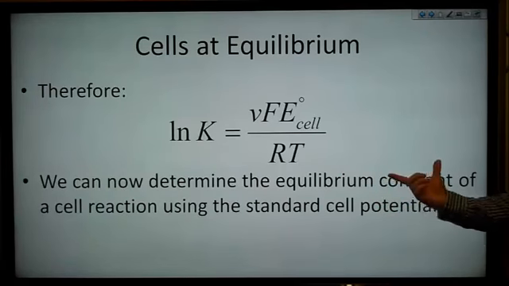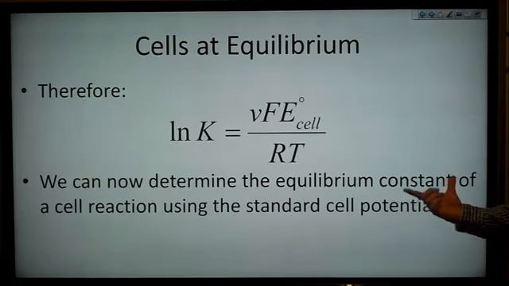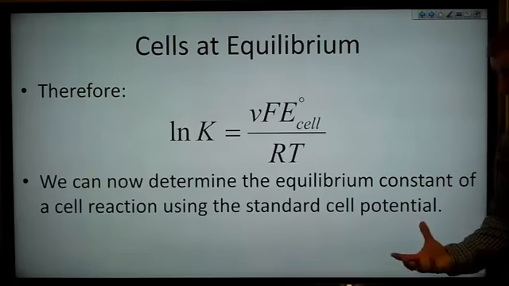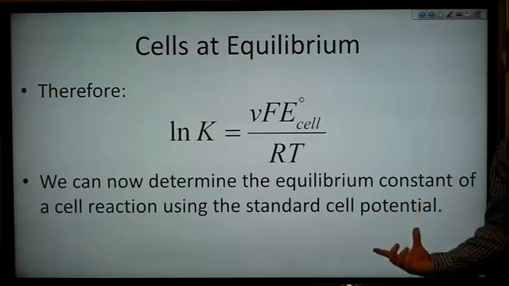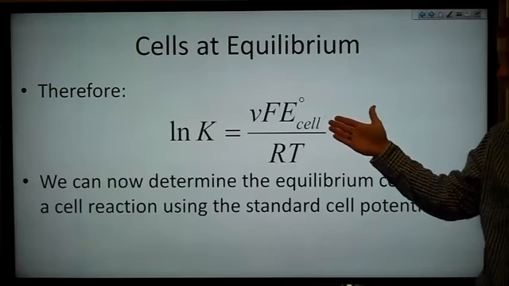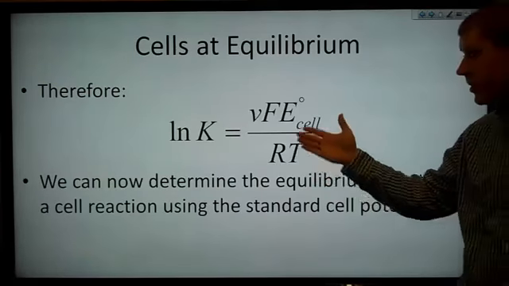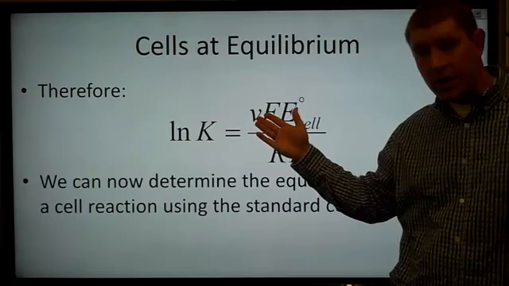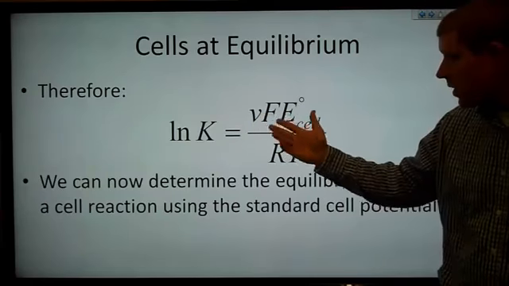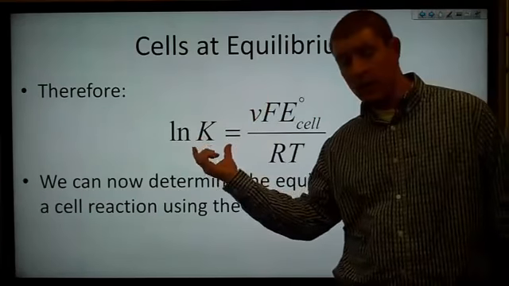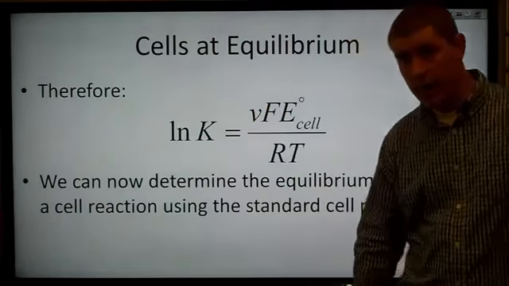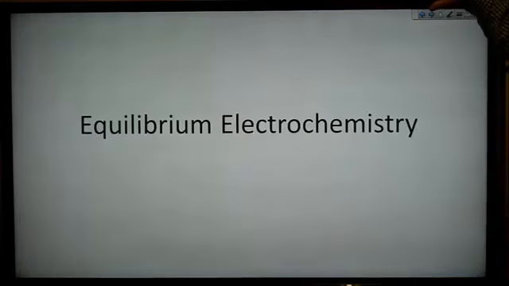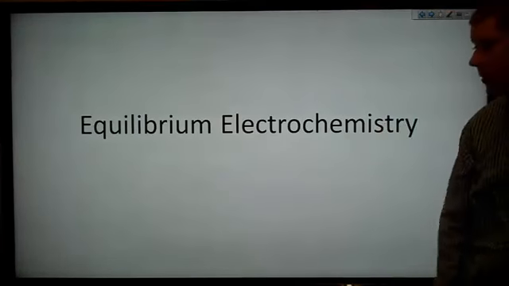Now we can determine the equilibrium constant of some cell reaction using our standard cell potential. We can just measure the standard cell potential. If we know the temperature and we know how many electrons are being transferred, which should be pretty easy to find out, then we can calculate what our value of K is. And that was equilibrium electrochemistry.